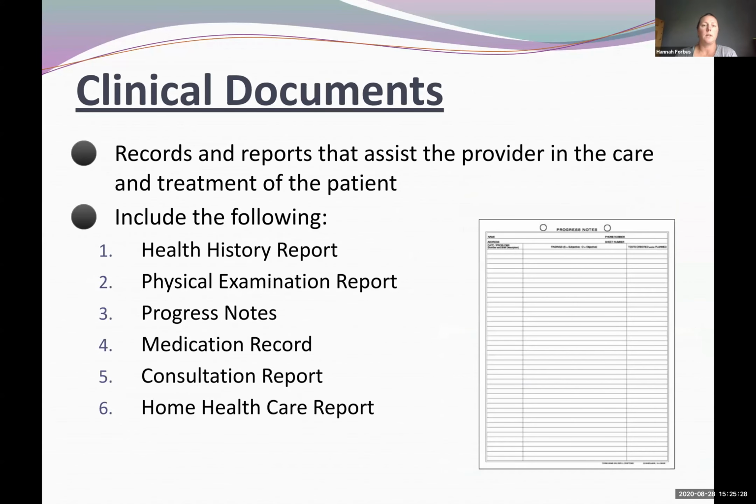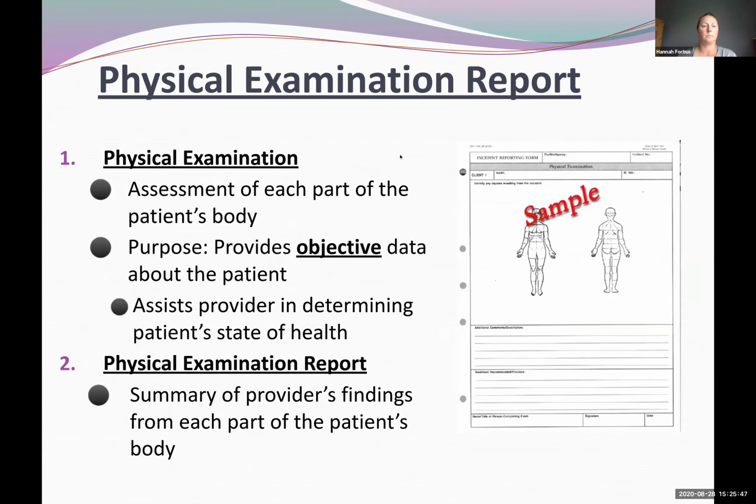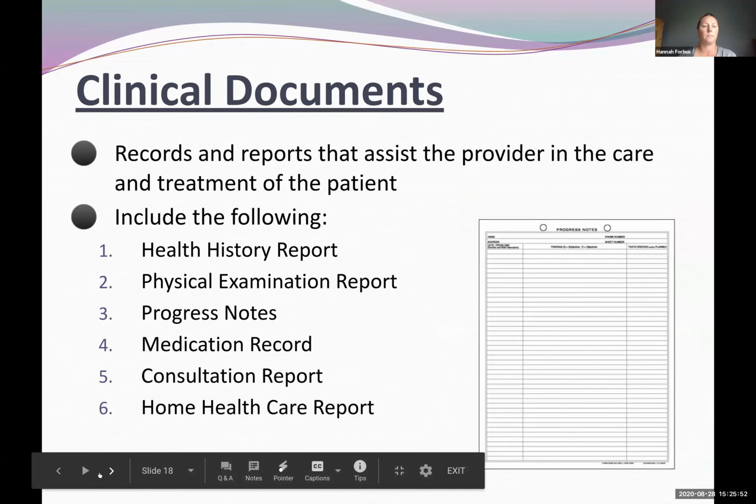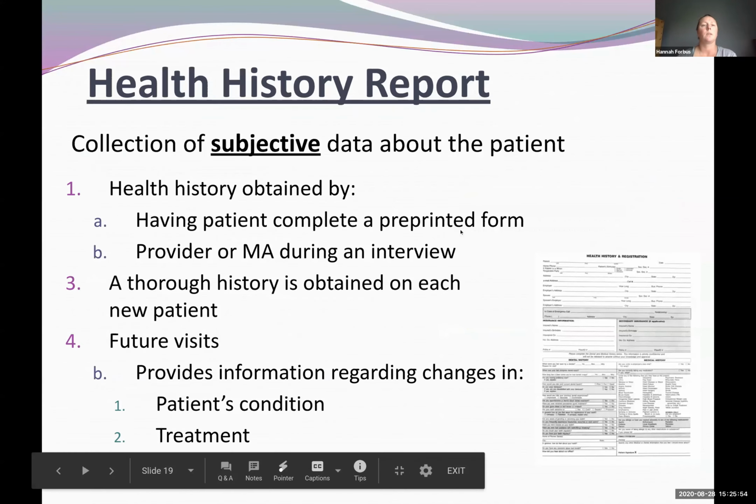Clinical documents. These are records and reports that assist the provider in the care and treatment of the patient. Typically include a health history report, physical exam report, progress notes, medication record, consultation reports, and any home health care reports. There we go. So the health history report is a collection of subjective data about the patient.